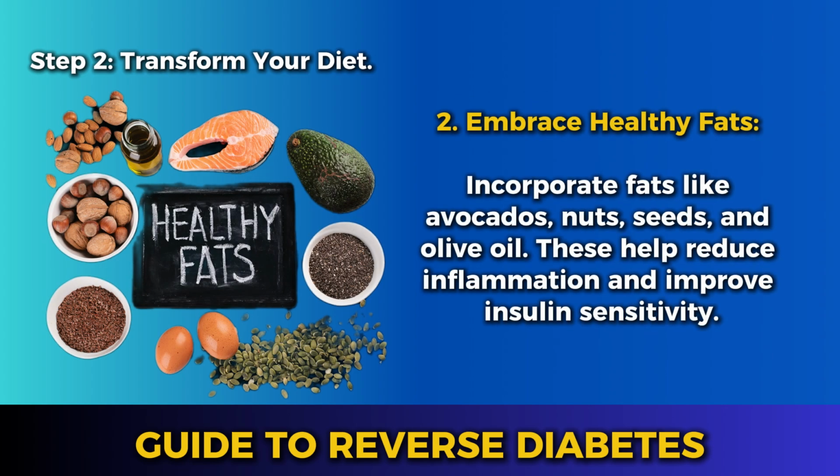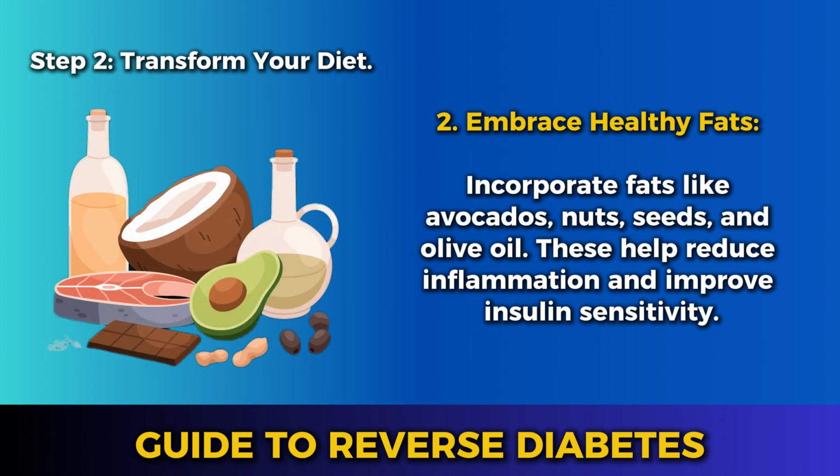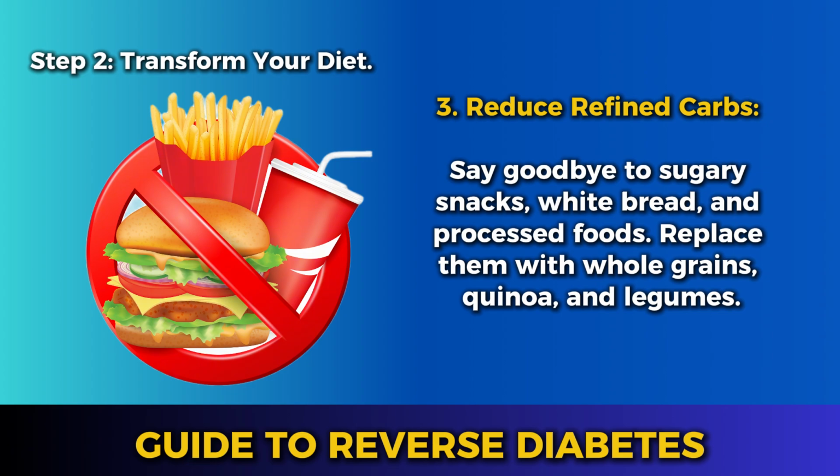2. Embrace healthy fats. Incorporate fats like avocados, nuts, seeds, and olive oil. These help reduce inflammation and improve insulin sensitivity. 3. Reduce refined carbs. Say goodbye to sugary snacks, white bread, and processed foods. Replace them with whole grains, quinoa, and legumes.